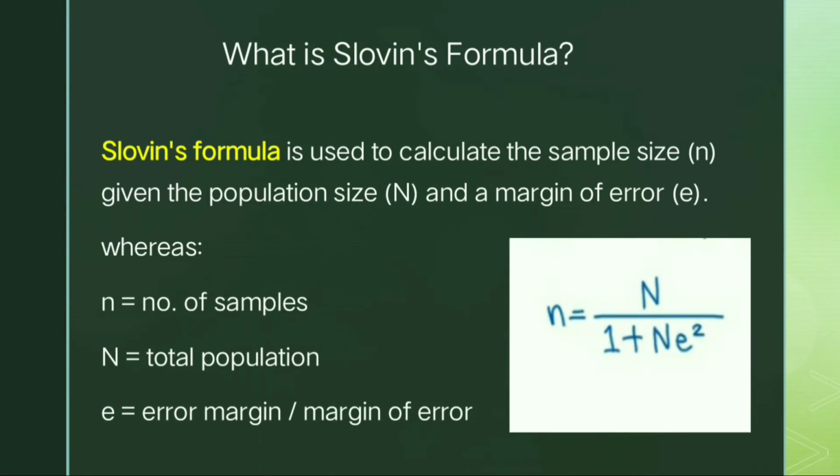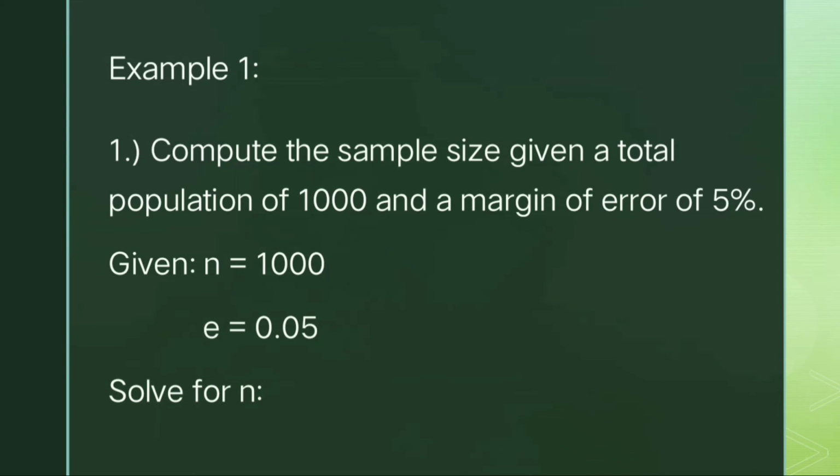So next is, what is Slovin's formula? Slovin's formula is used to calculate the sample size in the given population and a margin of error. Whereas sample size is symbolized in small letter n and total population is capital letter N and the margin of error is E, which is our formula: n is equal to capital N over 1 plus N E squared. So we have example here.